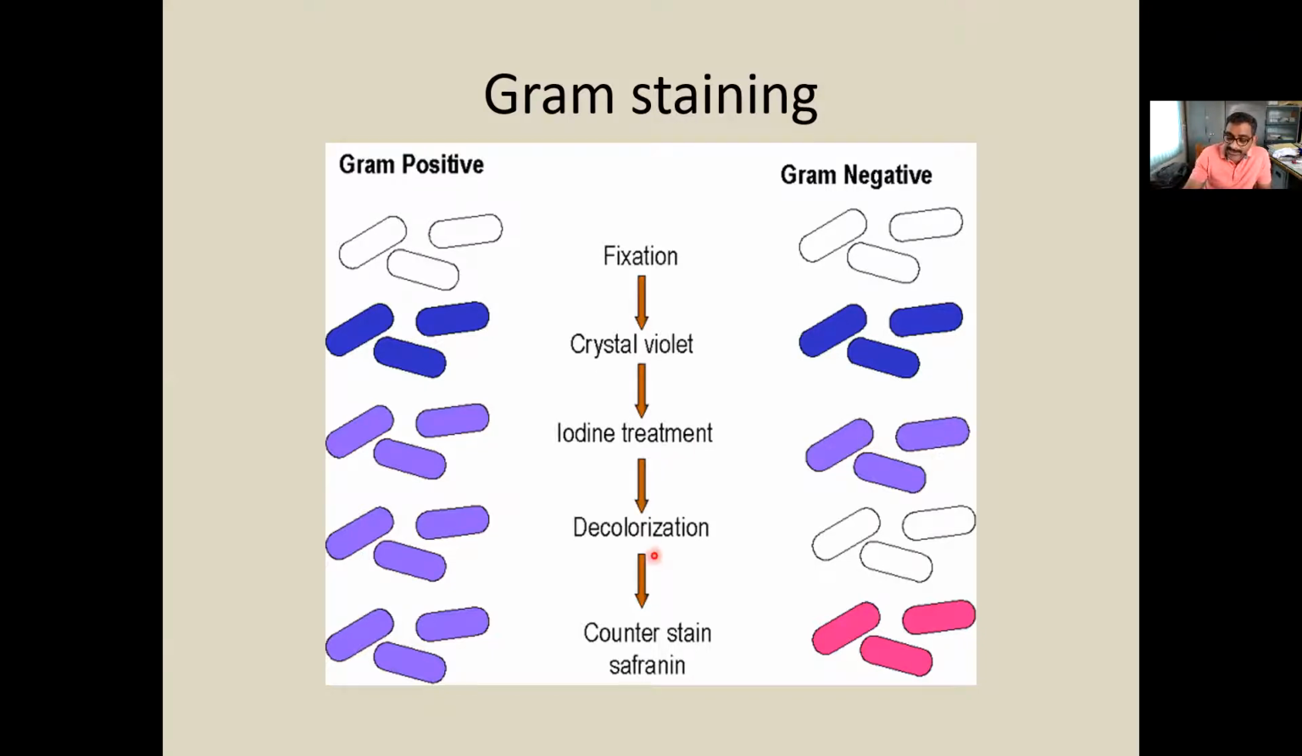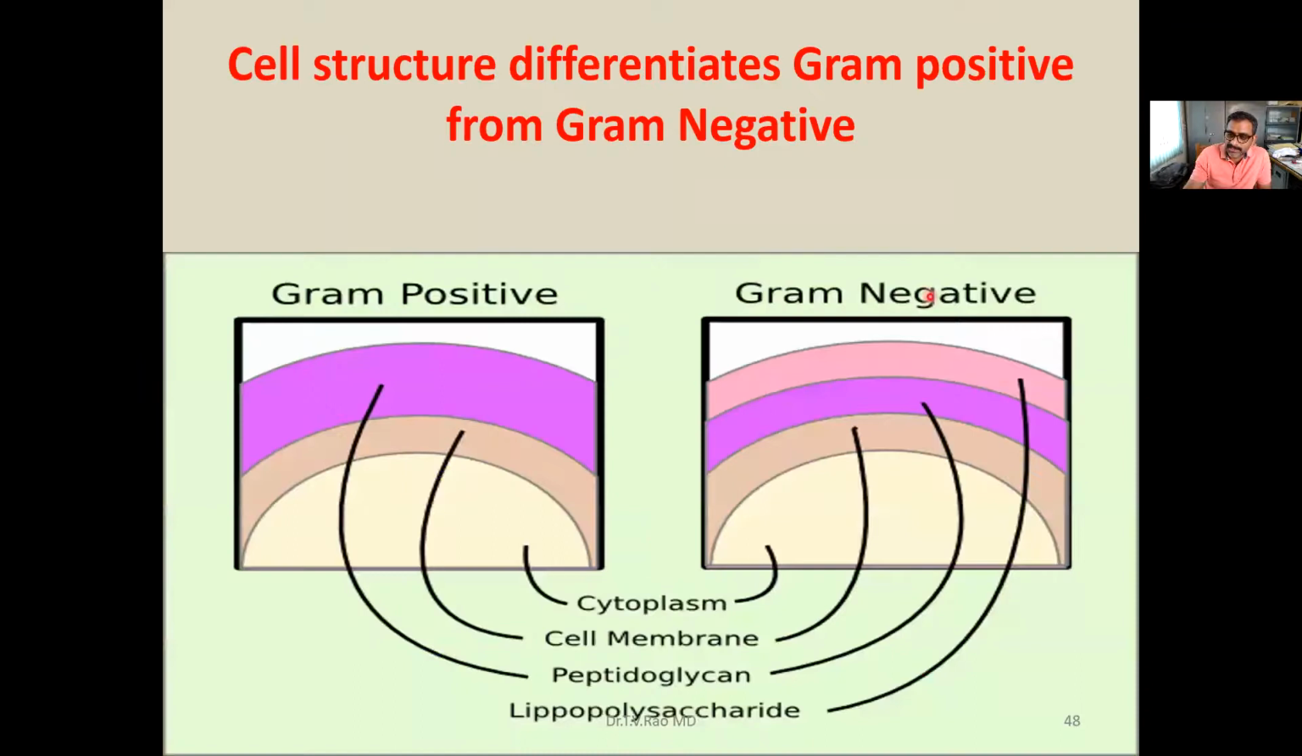Once you put the decolorizer, the ethanol, what will happen? This fat layer will dissolve. Gram-positive bacteria don't have much fat, while gram-negative bacteria have more fat, so the dissolved fat, while coming out, makes pores in the cell wall. It makes holes in the cell wall, which removes the crystal violet iodine complex from the cell wall. So after treating with the decolorizer, the gram-negative bacteria loses the color and looks colorless.